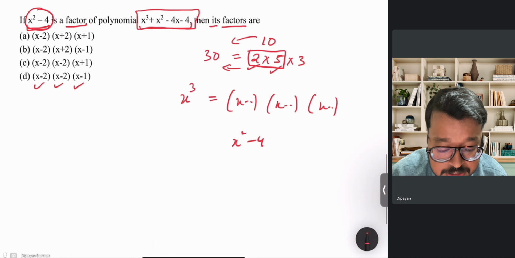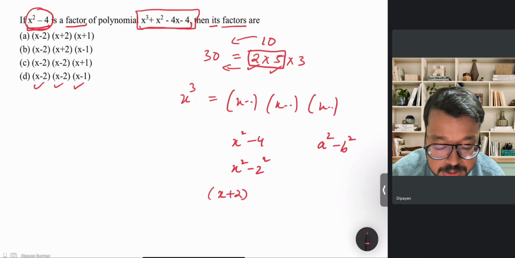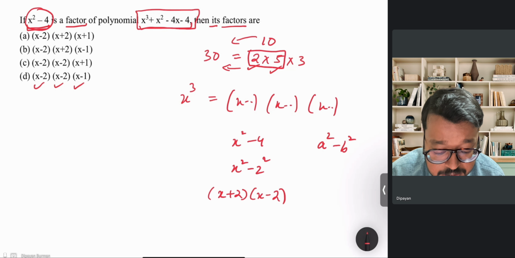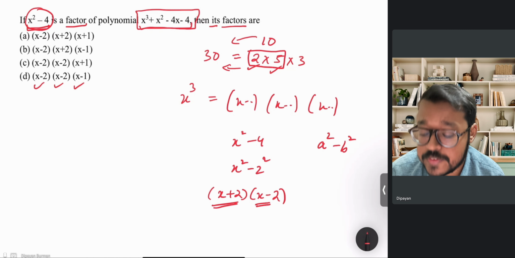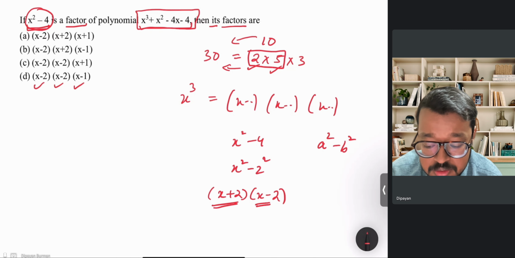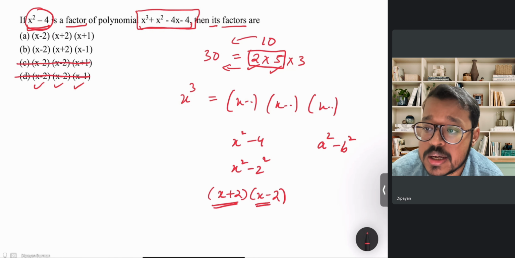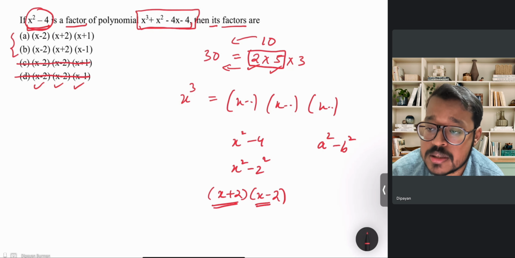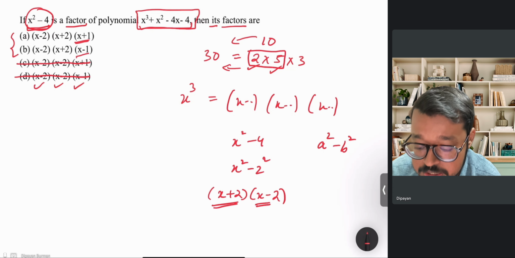Now x square minus 4 is the same as the format of a square minus b square, x square minus 2 square. So this is x plus 2 into x minus 2. So I know that x plus 2 and x minus 2 are both factors of the cubic polynomial. Then if I look at the options, C and D don't have an x plus 2. They only have x minus 2's. So C and D cannot be the correct answer. It can either be A or B because A and B have x minus 2, x plus 2. The third linear factor is either x plus 1 or x minus 1.